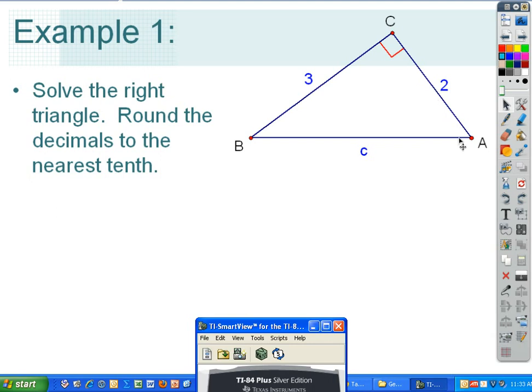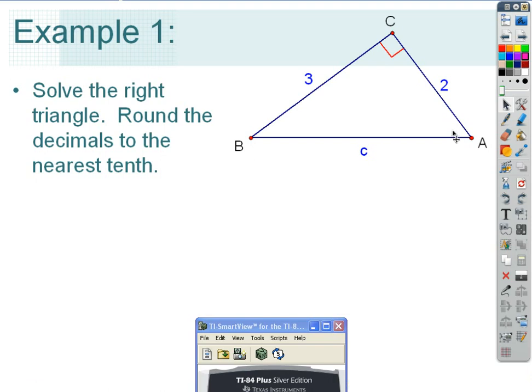And so if we do our SOHCAHTOA stuff, tangent's the winner this time, right? We would get tangent of A equals 3 over 2, right?